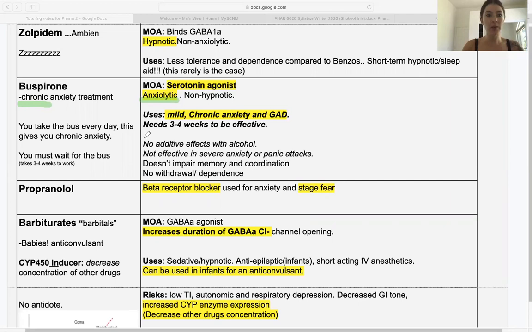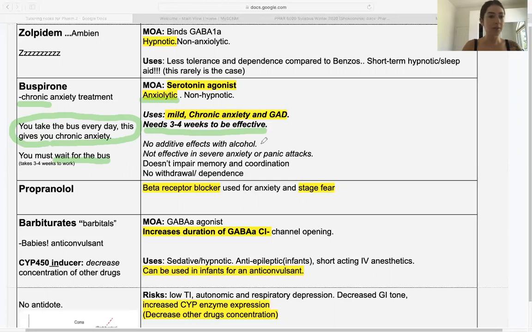It's important to know that buspirone will take 3 to 4 weeks to be effective, and that's because the concentration of serotonin needs to build up a little bit in the brain before the patient can really feel the effects and feel stable on this drug. My mnemonic for buspirone: you take the bus every day, and this gives you chronic anxiety, and you're always waiting for the bus. And that's because buspirone needs 3 to 4 weeks to work.